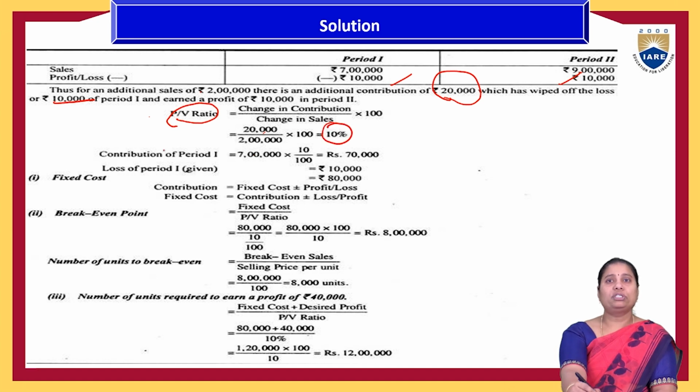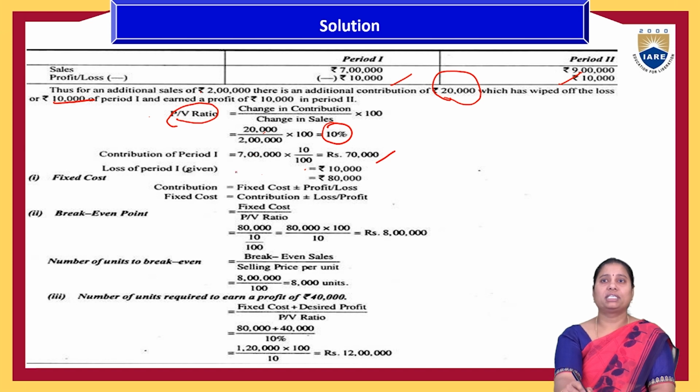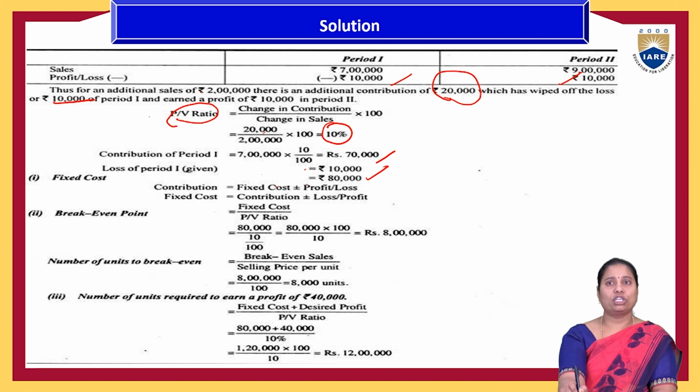And so the contribution of period 1 is 7 lakhs into 10%, that means 70,000, and the last period has given 10,000, so a total of 80,000 contribution at that time period. The fixed cost: contribution is equal to fixed cost plus or minus profit and loss. We know that one, so the fixed cost is equal to contribution plus or minus loss or profit.